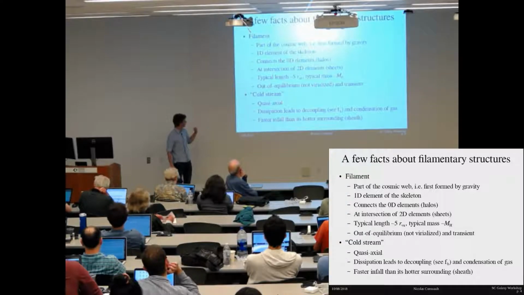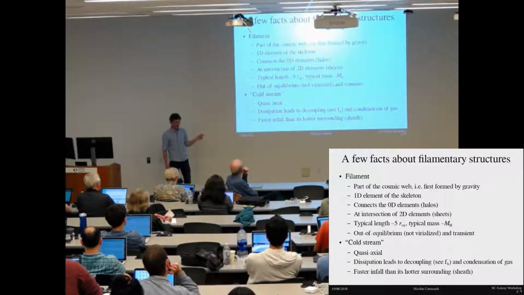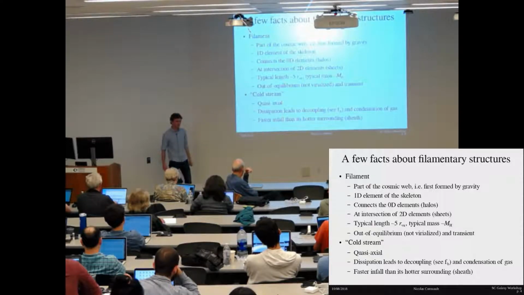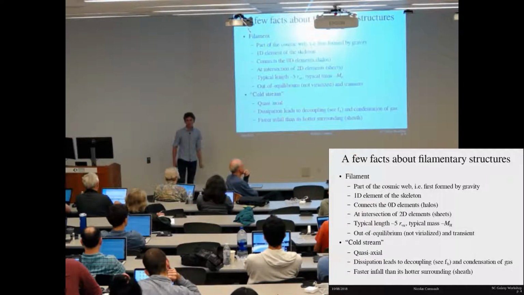And their core is what we can call the cold stream. So after it has penetrated the halo, after the virial radius, the gas that has cooled down close to the axis of the IGF will either be destroyed in the halo or feed directly the galaxy.